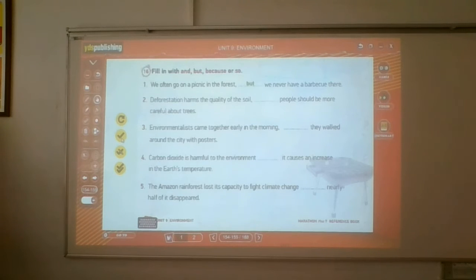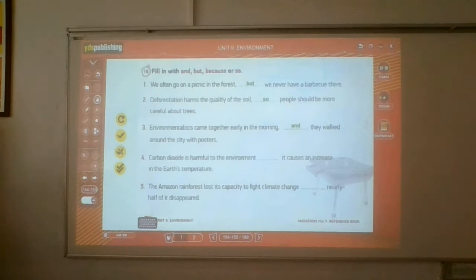Number 2, deforestation harms the quality of the soil, so people should be more careful about trees. Number 3, environmentalists came together early in the morning, and they walked around the city with posters.